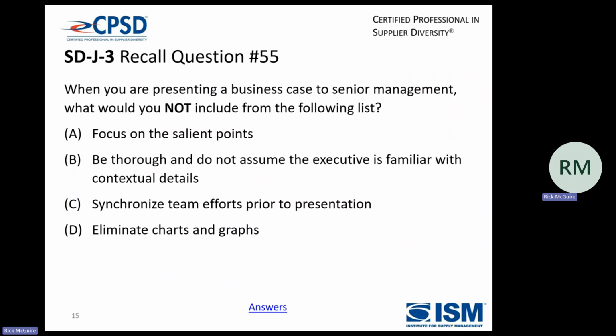Synchronize team efforts prior to the presentation. You'd want to do that. Eliminate charts and graphs. Well, you wouldn't want to eliminate them. You would want to add them in. So it's got to be D.